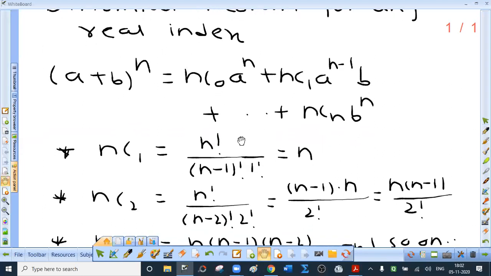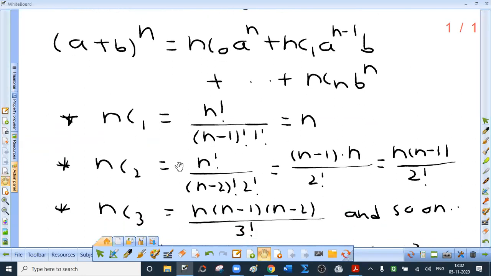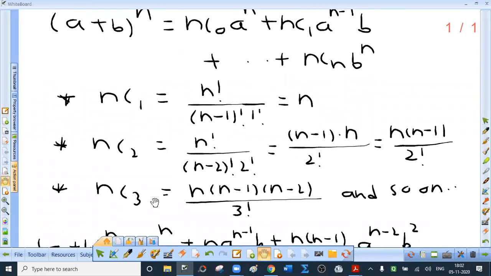Now for that, I will say, what is nC0? 1. What is nCn? 1. What is nC1? n. What is nC2? I can prove that it is n into n minus 1 upon 2 factorial. Similarly, what is nC3? n into n minus 1 into n minus 2 upon 3 factorial, and so on.